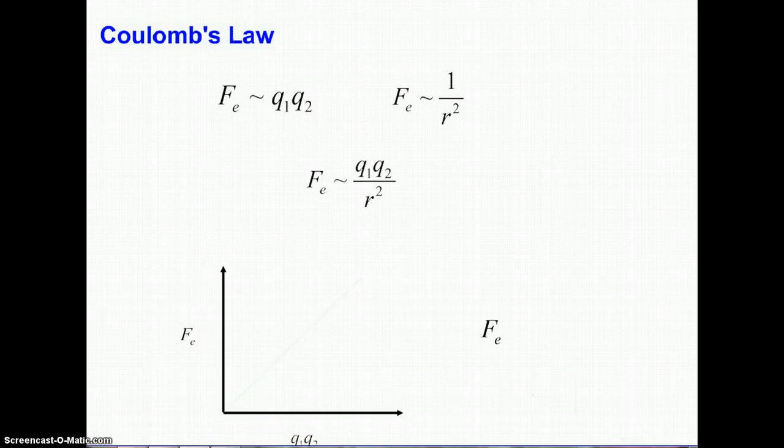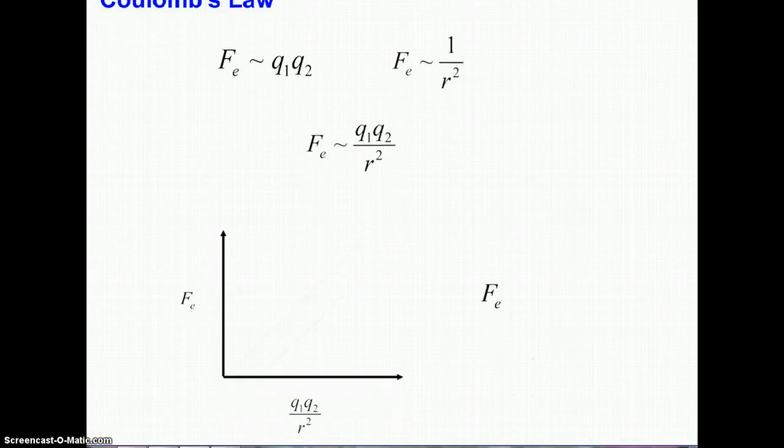Well, Coulomb tediously graphed various quantities trying to get a direct relationship, and it wasn't until he plotted electrostatic force on the y-axis and q1 q2 over r squared on the x-axis that he got a directly proportional relationship, a linear fit to his data. Well, the proportionality constant comes from the slope of the graph, and the slope, therefore, is called Coulomb's law constant. You will also hear it called the electrostatic constant, and is given the symbol lowercase k.